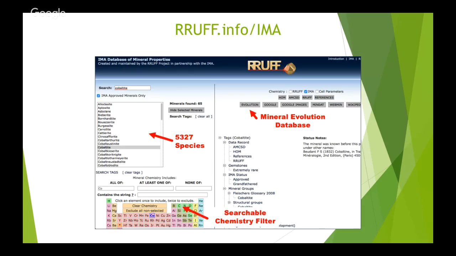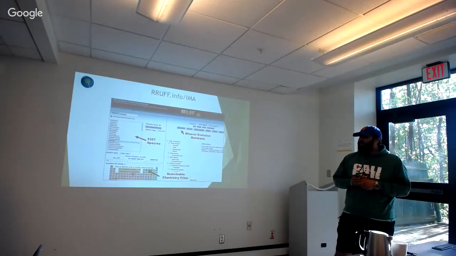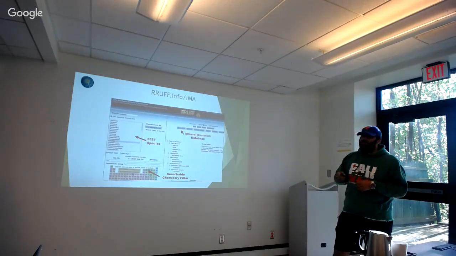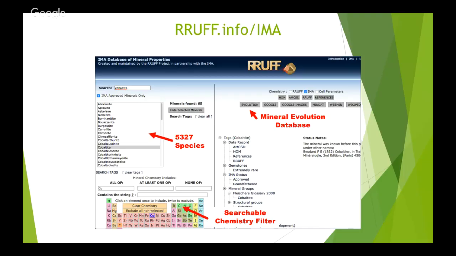RRUFF is an effort out of the University of Arizona with Dr. Robert Downs and his group. They created RRUFF, which was initially for Raman spectroscopy data, but evolved into a much larger data resource. What you see here is an IMA approved mineral list, which has 5,000 plus species of minerals. You can filter it many different ways. What you see there is the mineral evolution database.